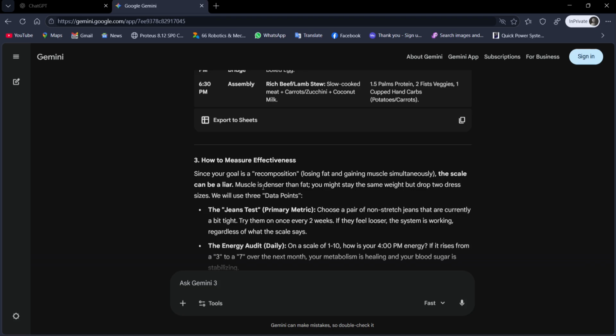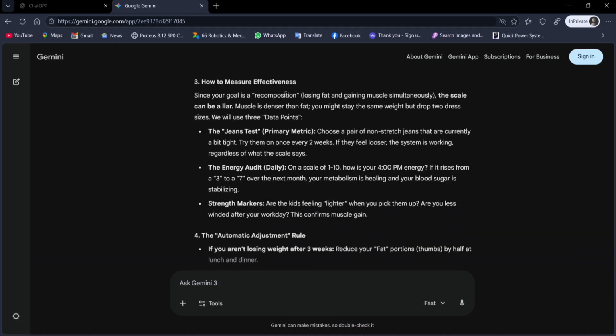But when you have more muscle mass, you can still appear as maybe wearing 120 kilos on the weight scale, but you have more muscles, right? What the AI chatbot is saying is very, very true. So basically, if we didn't prompt it further, we would not have understood that. Anyhow, since your goal is a recomposition, the scale can be a liar.